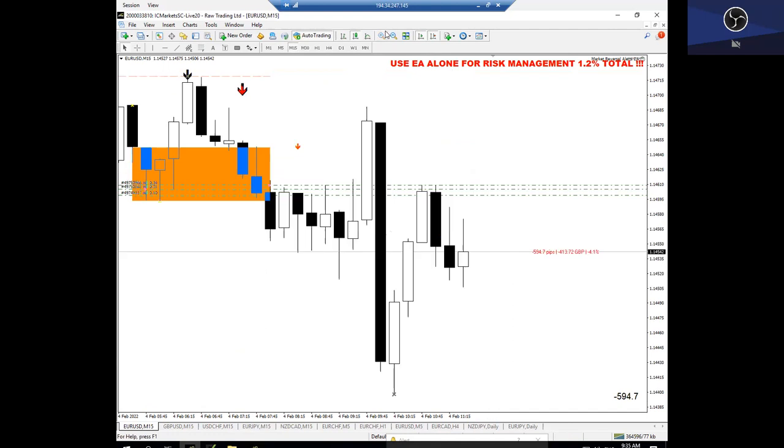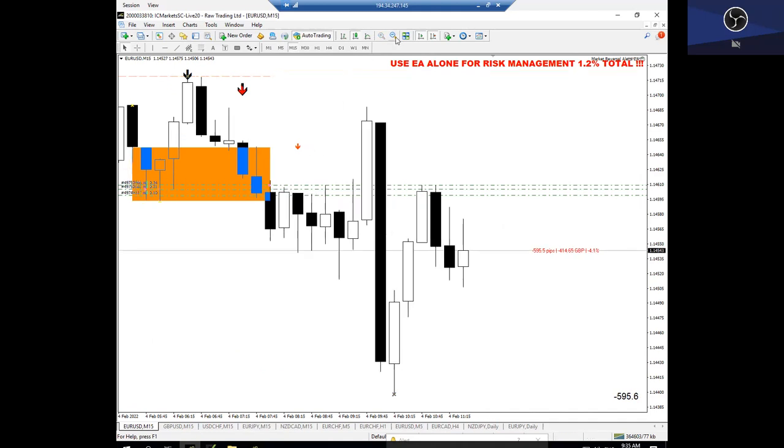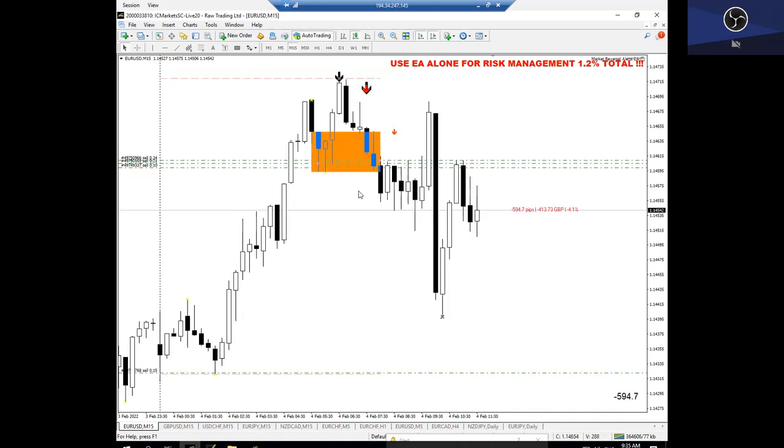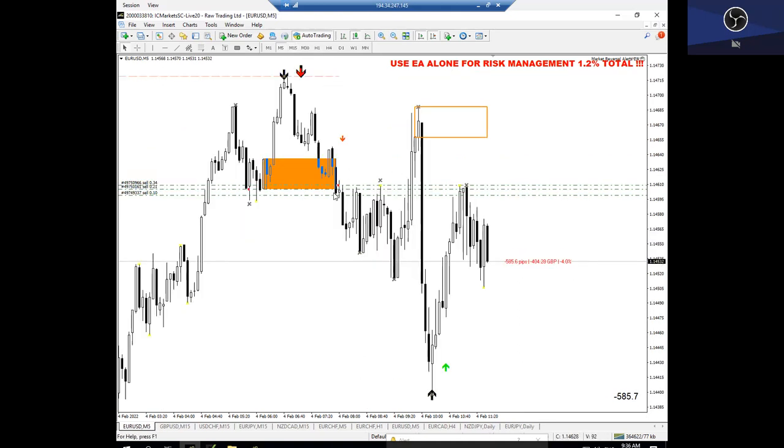Well, we had a break of market structure. We have some entries right here. Honestly, I was surprised seeing this because I don't know how it got these entries right here. I think I was probably on the 5 minutes. So let me go to the 5 minutes. Yep, I was on 5 minutes. So that's how it got the entry right there.